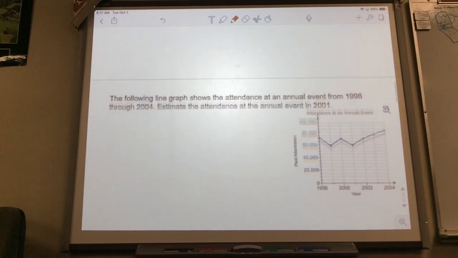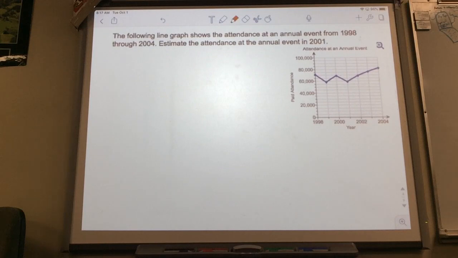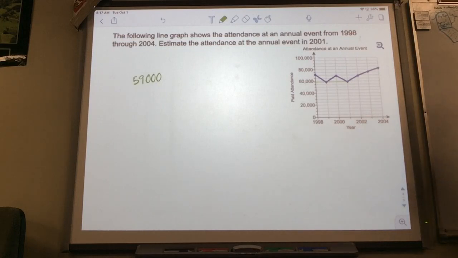So on this one, the following line graph shows the attendance at an annual event from 98 through 2004. Estimate the attendance at the event in 2001. So at 2001, if we look at the bottom, the 2001 dot is this one here. If I drew a line straight over, it's not exactly on the 60,000 line. 59,000, you mean. 59,000. And again, that will be plus or minus. So 59,000 plus or minus 2,000, or around that.